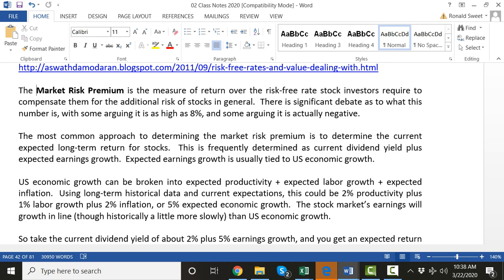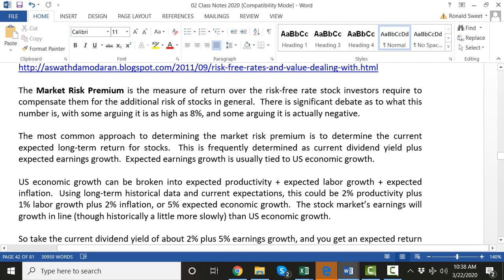That number can range anywhere from 2 or 3% to as high as 8%. Some people say it's negative. The people who say the market risk premium is negative are not really saying you should use a negative market risk premium in the cost of capital. What they're saying is they think the stock market's terribly overpriced. So that's a very different analysis.